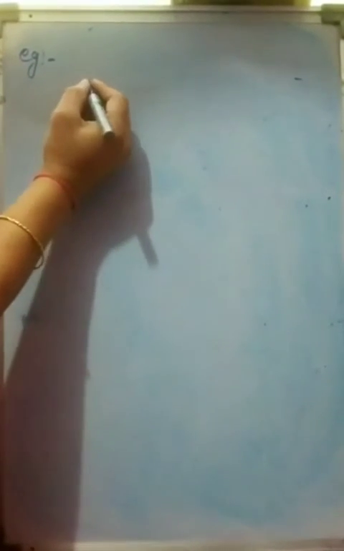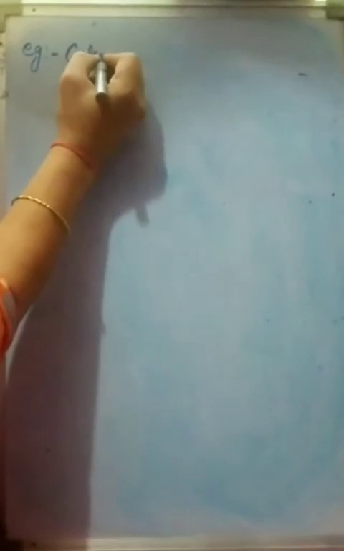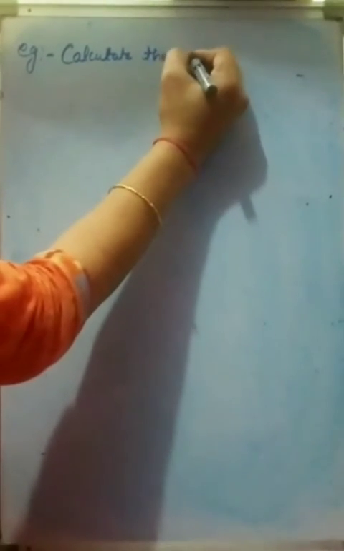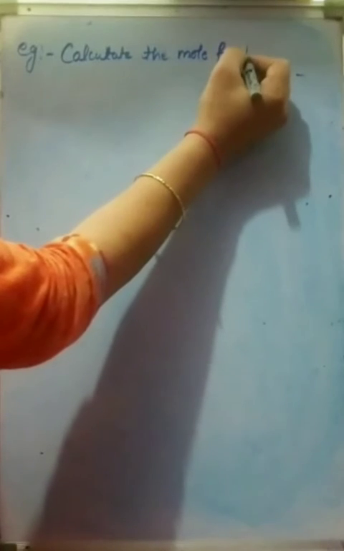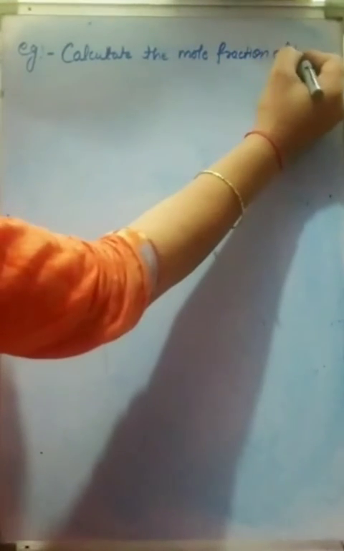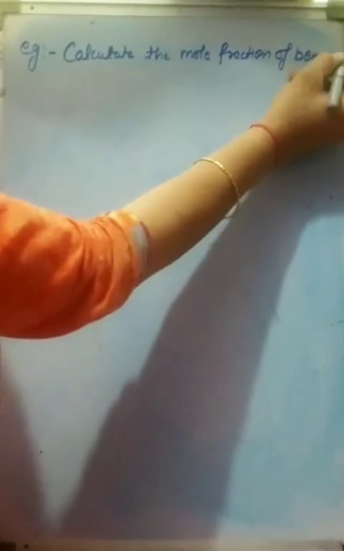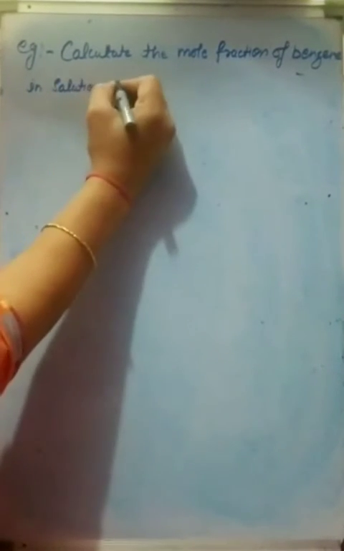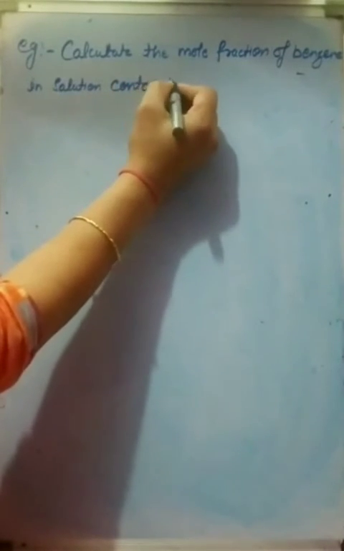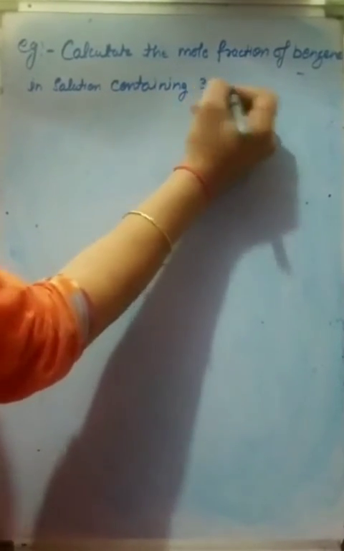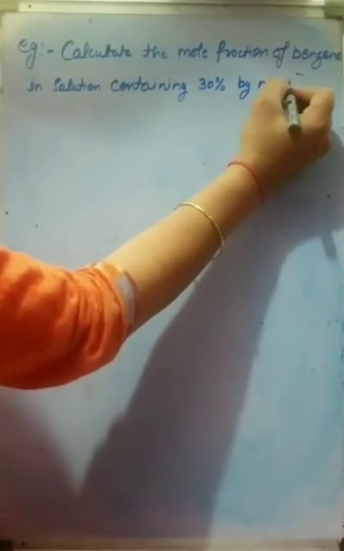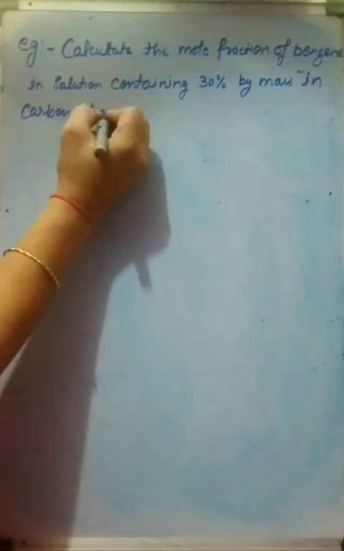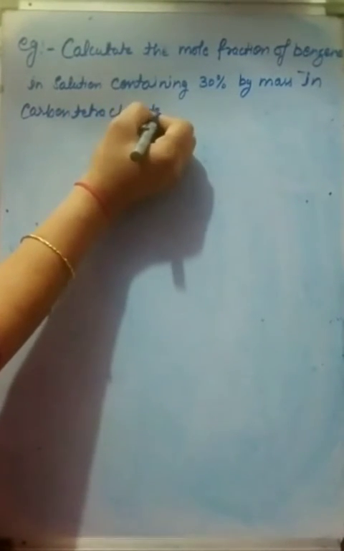Now let us take an example related to the mole fraction, that is, calculate the mole fraction of benzene in solution containing 30 gram by mass in carbon tetrachloride solution.